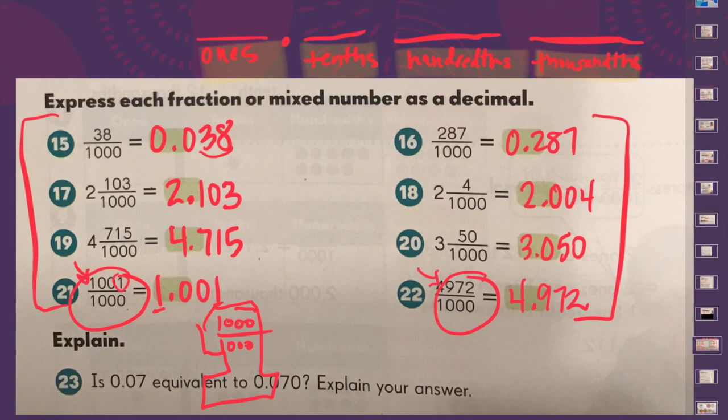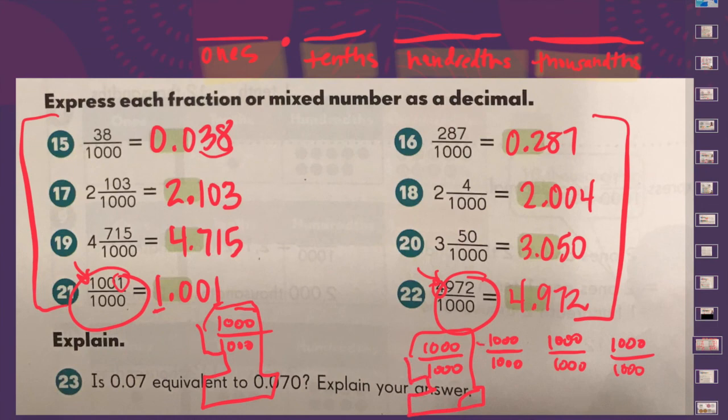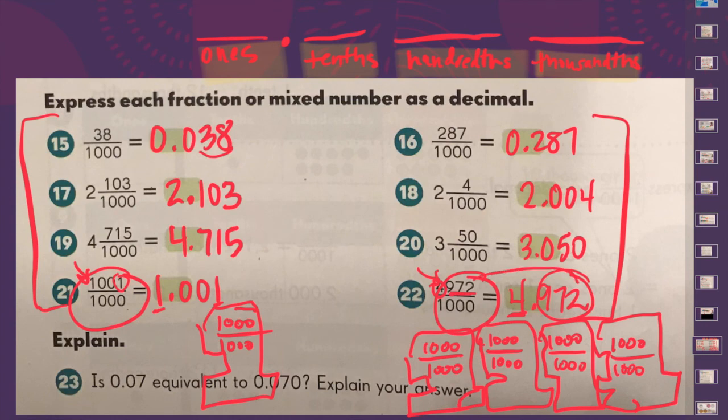And number 22, again, was one of those improper fractions. The numerator was greater than the denominator, and it was 4,972 over 1,000. So here's 1,000 over 1,000, that would take 1 away from the 4,000, another 1,000 over 1,000, another 1,000 over 1,000, and I'm going to squeeze in one more over here. So those 4,000s actually represented 4 wholes. You get the idea. So that's where we get the 4 ones, and then 972 thousandths were left over.